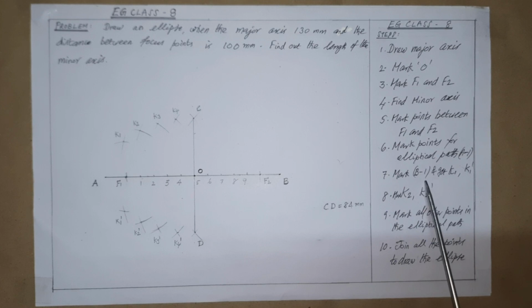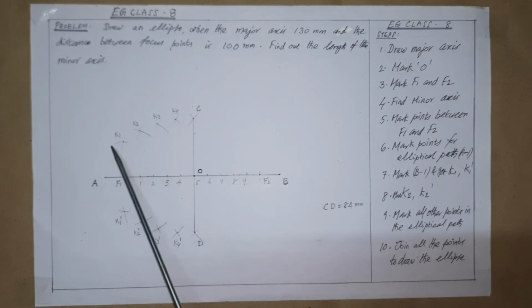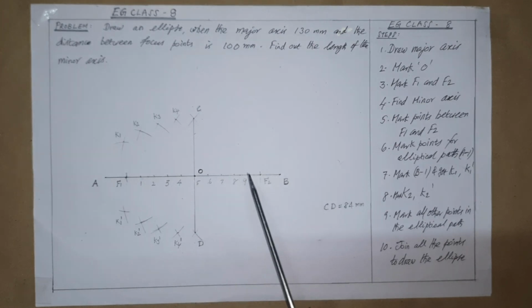Next, as per step 7, take B1 as distance in the compass, F2 as center. Mark the cutting arc above and below the major axis AB and get the points K1 and K1 dash as shown here. Similarly, as per step 8, taking A2 as radius or distance, keeping F1 as center, mark another point above and below AB. Similarly, B2 as distance and keeping F2 as center, cut another arc above and below the AB line so that we may get K2 and K2 dash.